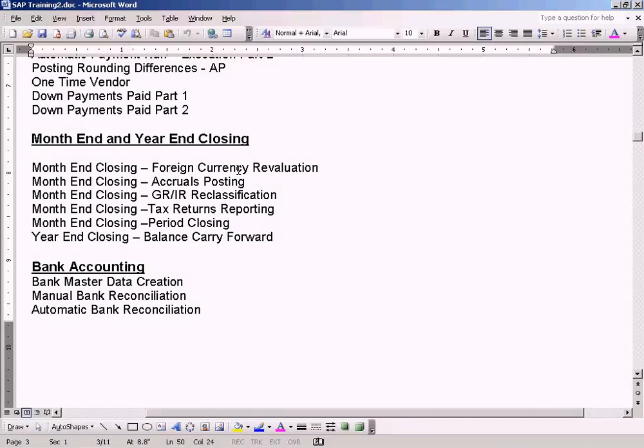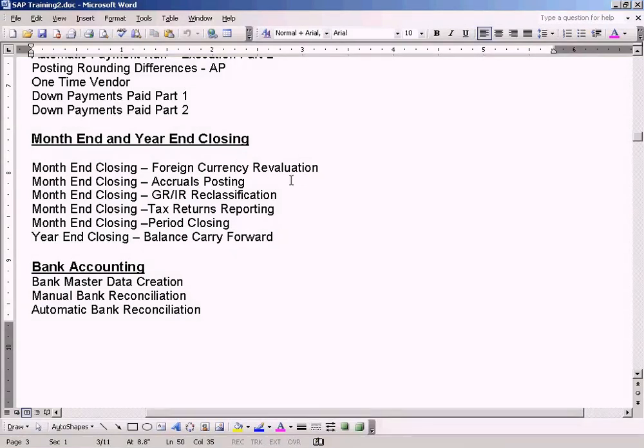And secondly, this is year-end closing. This is required when you close the financial year at the end of the year. So there's only one activity that you need to do when you close the year. It's called balance carry forward. Okay, I'll cover balance carry forward later on.